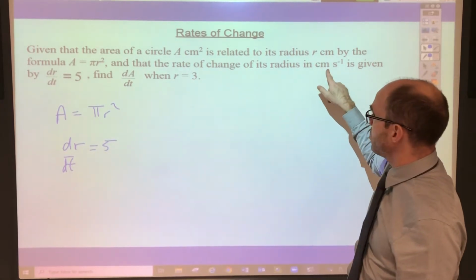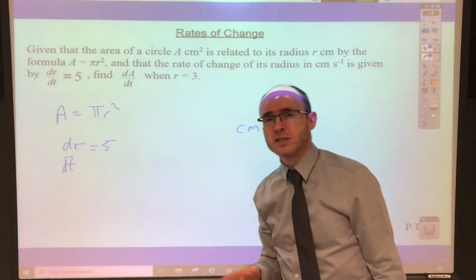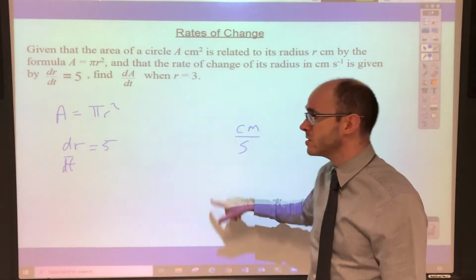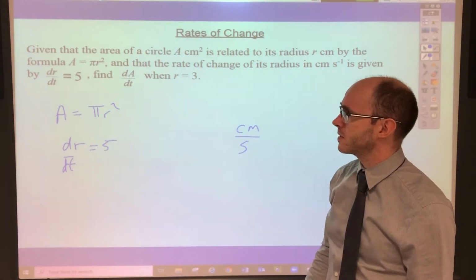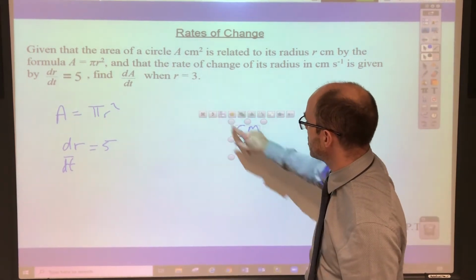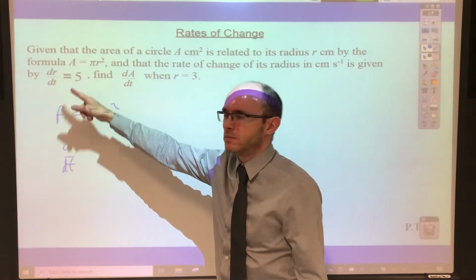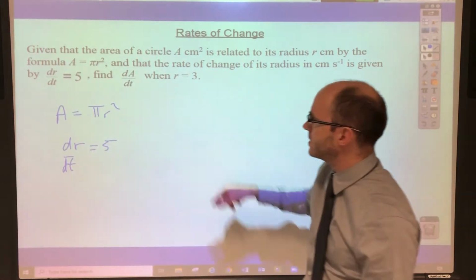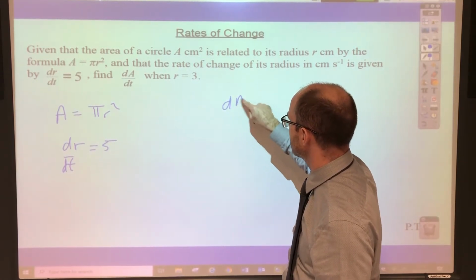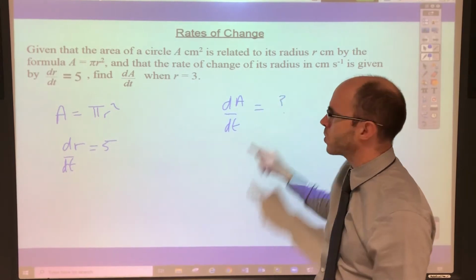What are the units for? Well, the radius is changing and it's measured in centimetres, and it's changing over time, so it's centimetres per second. So I've just interpreted everything up to there for you. We need to find dA/dt when r equals 3. So I'm going to put dA/dt equals, and then a question mark.